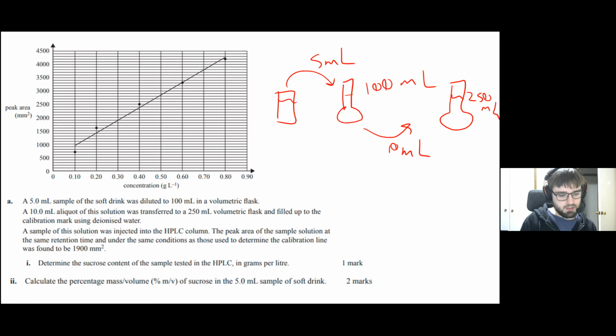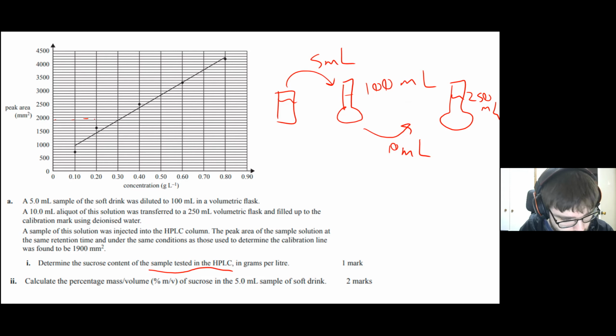All right, so let's actually get to the question. We have an area of 1900 millimeters squared. Determine the sucrose content of the sample tested in the HPLC in grams per liter. So the sample tested in the HPLC, not the original. So we don't need to worry about the dilutions here.